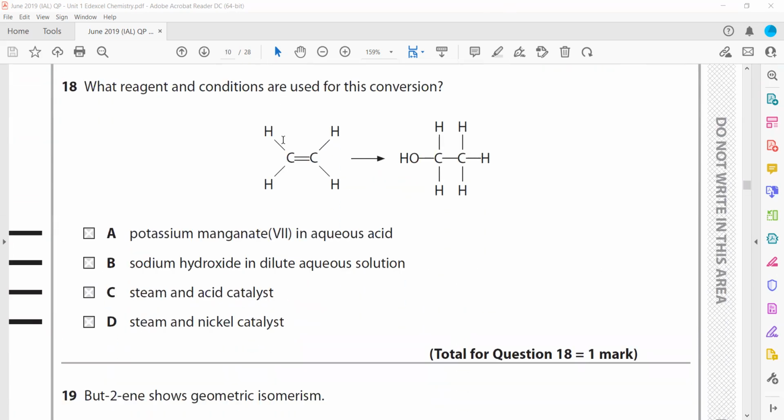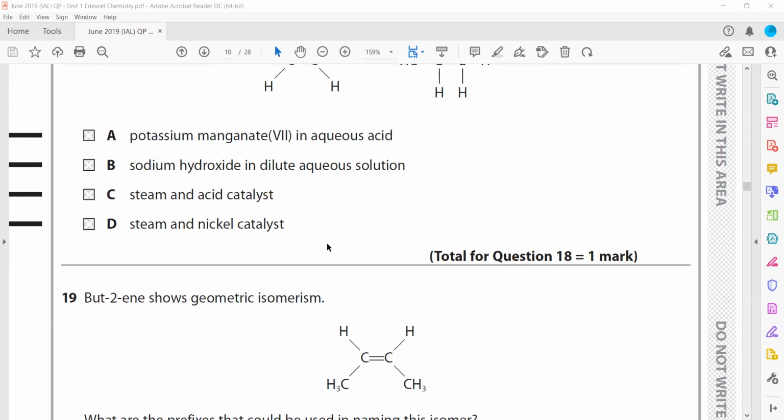In question 18, what reagent and conditions are used to convert? So we want to convert an alkene into an alcohol, so we need steam, and we use phosphoric acid as a catalyst. So C is the right answer, because the double bond breaks here, and on one side OH, on the other side H is added. And if we want to convert into a diol, then potassium manganate 7 should be used.